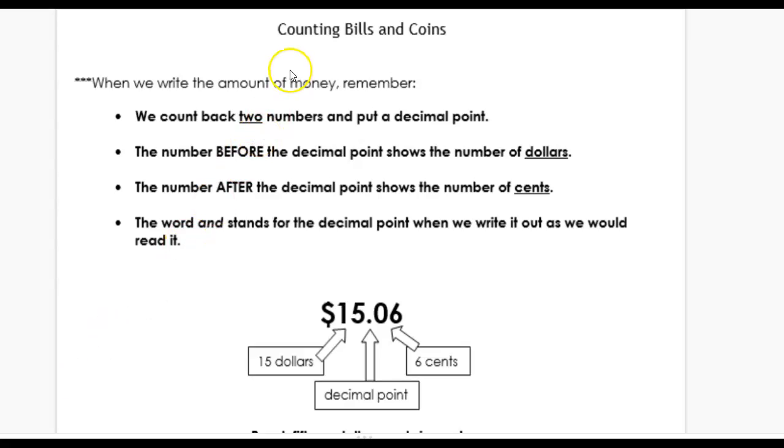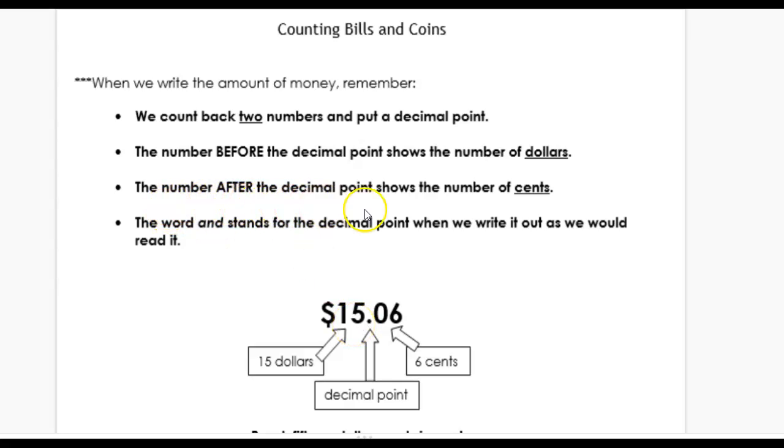You are going to be practicing counting bills and coins, as well as how you would read the amounts and write them. When you write the amount of money, you need to remember that you count back 2 numbers and put a decimal point. The number before the decimal point shows the number of dollars. If you look at this example down below, the number 15 is before the decimal point. So that means you have $15.